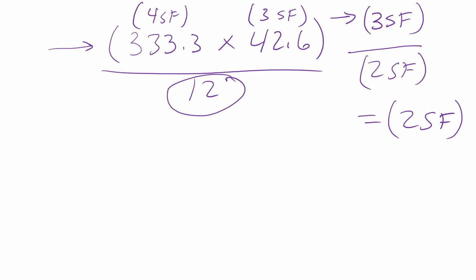So let's see how this works. If you take the top part, we take 333.3 times 42.6. We get some number like this, 14198.58.